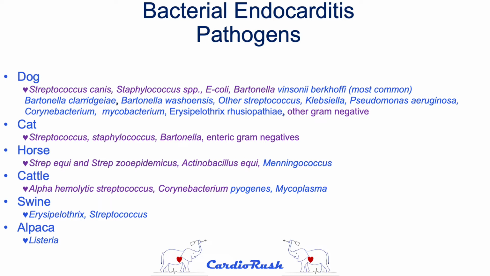Each species has its own bacteria that are particularly likely to create bacterial endocarditis. In the dog, strep, staph, E. coli, as well as certain Bartonella species can lead to endocarditis, with similar organisms in the cat. In the horse, Strep equi or Streptococcus zooepidemicus has been reported, as well as Actinobacillus. Cattle may develop Streptococcus, Corynebacterium, or other organisms.